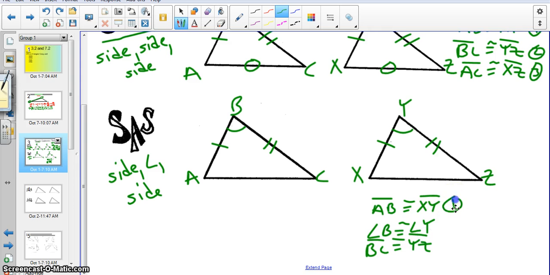So we must show three congruent statements in order to prove by side, angle, side. And angle B is the included angle. So in other words, it's in between the sides AB and BC, as well as Y is the included angle, which is between sides XY and YZ. It's in between those.